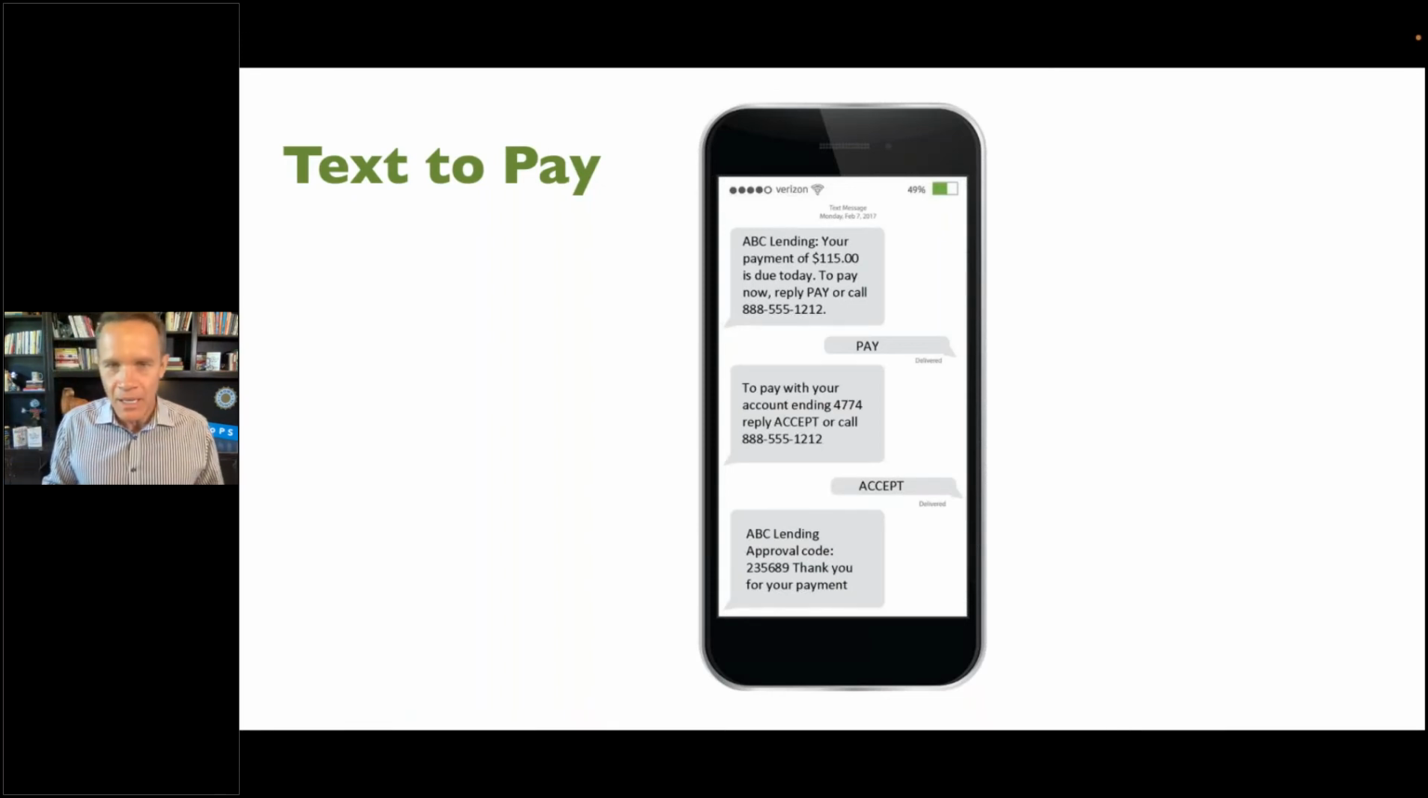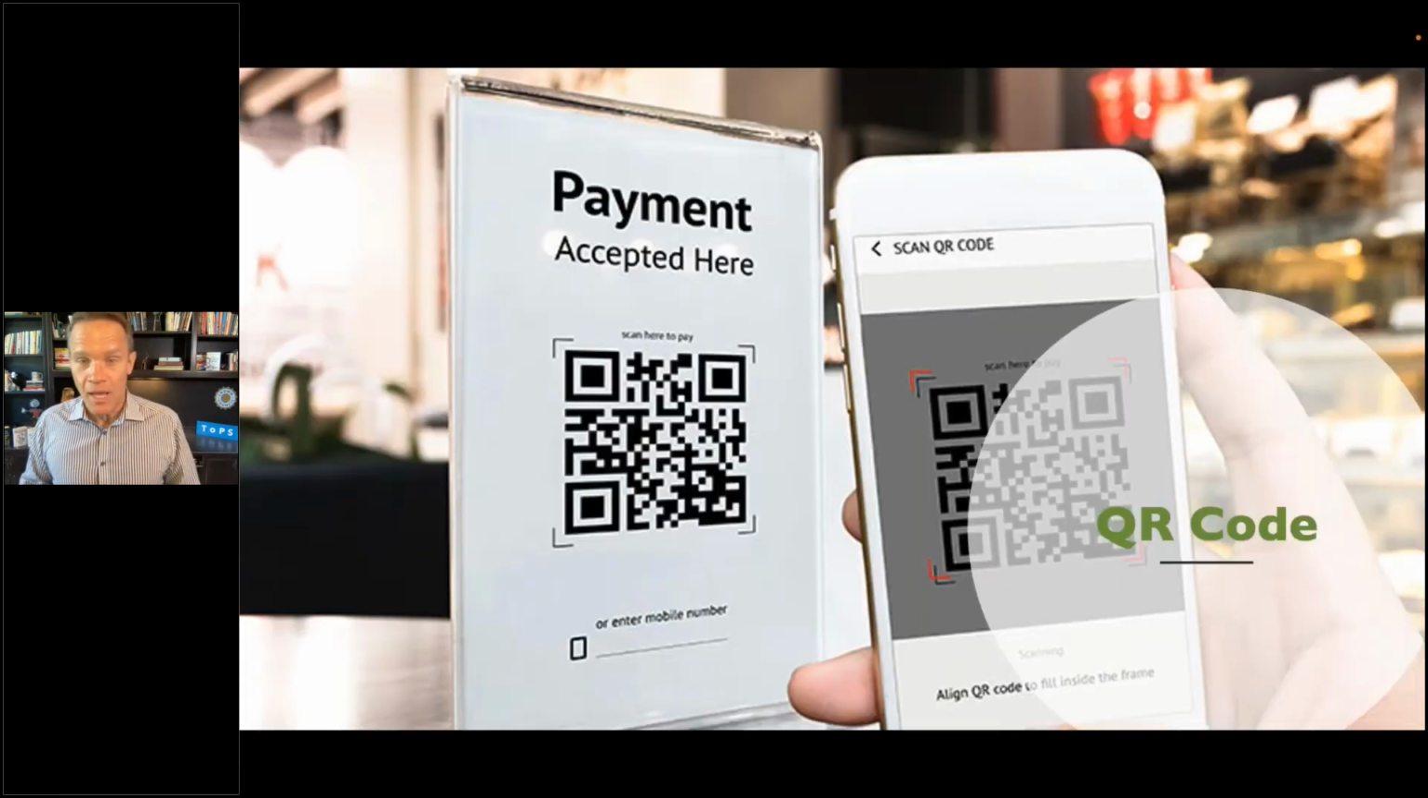Text to pay. This technology is great, especially for accounts receivable. If you're trying to clean up your accounts receivable, the text to pay option is a great way to do that, as well as, again, making it easy for patients to pay for treatment. QR codes. If you have a QR code attached to your payment portal, your payment system, then it's really easy for them, if they're there on the phone and have their different payment credit cards and accounts in their phone, to just scan this and pay for treatment right there.